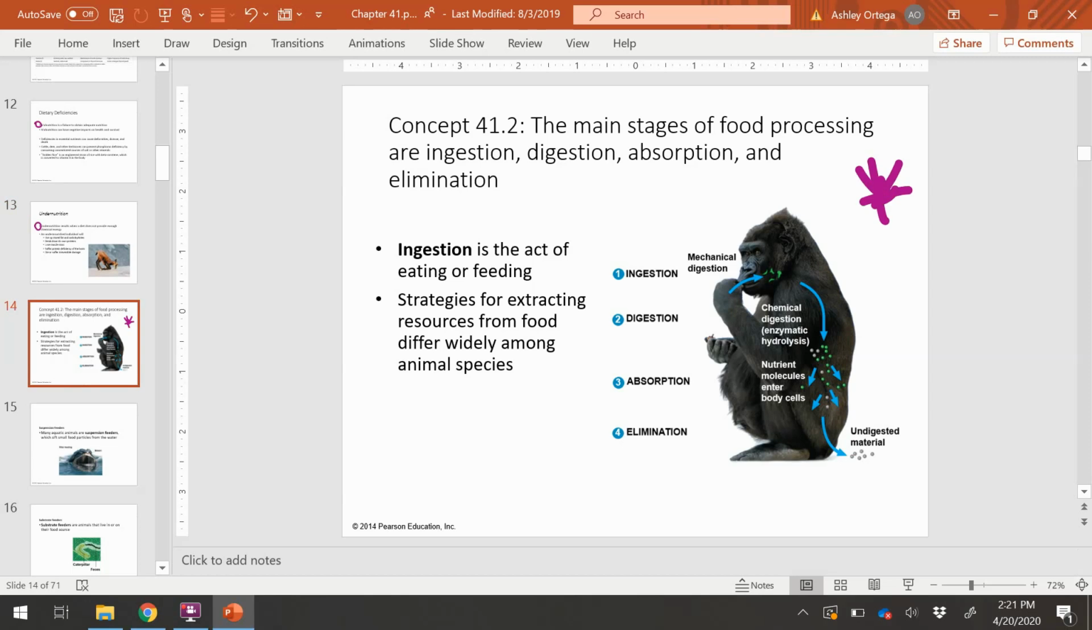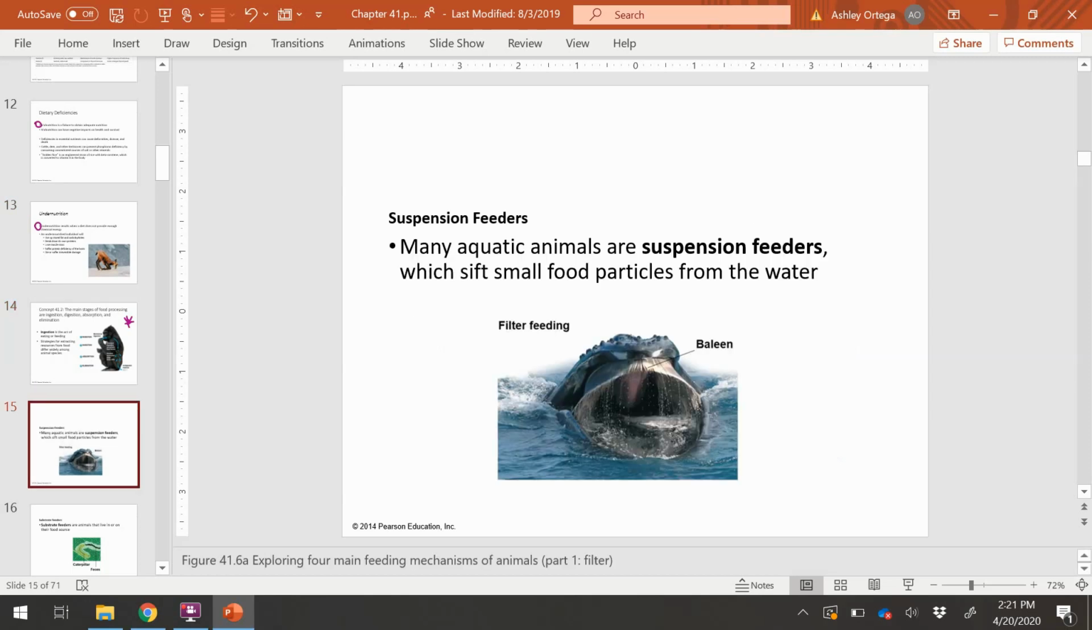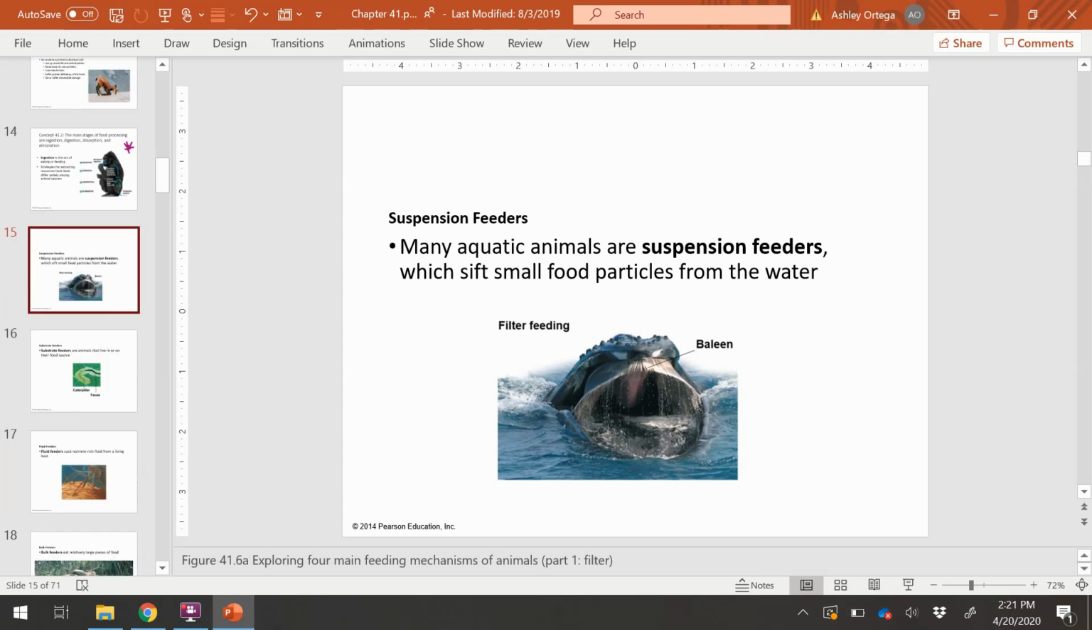So I believe this is one of those things you want to know the 4 stages of. All right, and so different types of feeders are shown next. The first one is suspension feeder, where animals will sift for small food particles from the water. Here you can see a big whale filter feeding for food, for small krill or plankton. Other examples of suspension feeders would be the sponges that we saw in the invertebrates chapter.